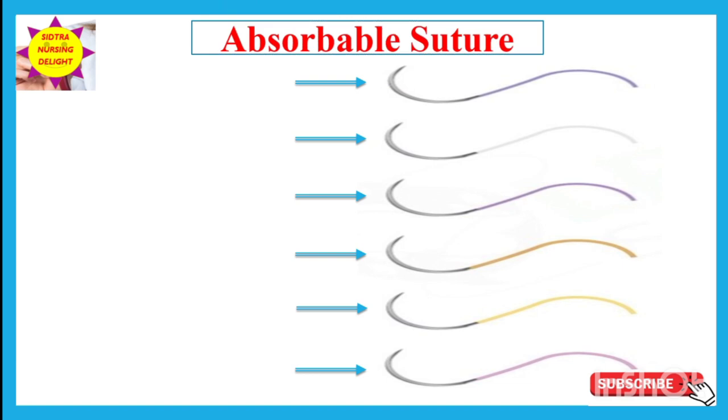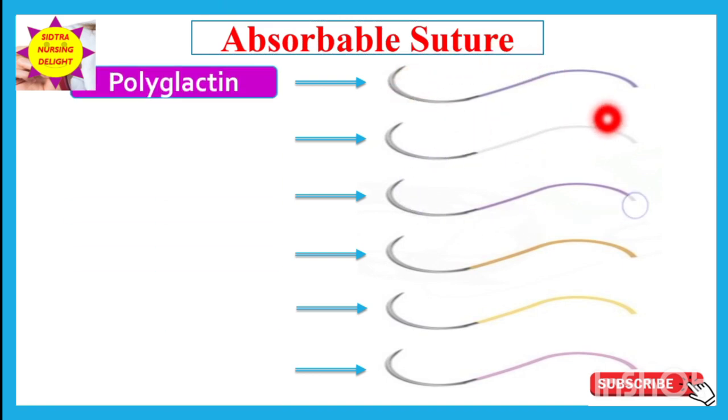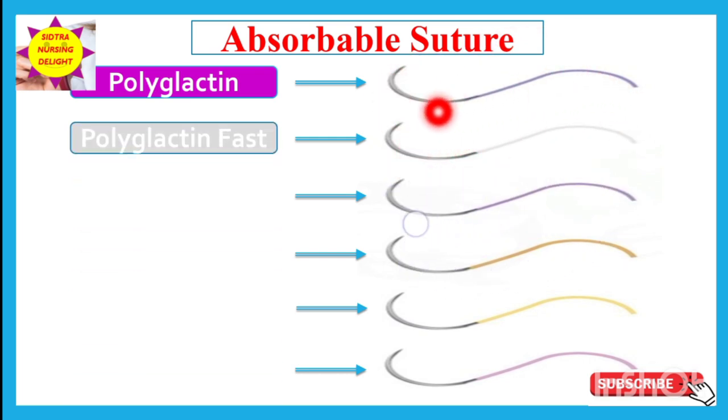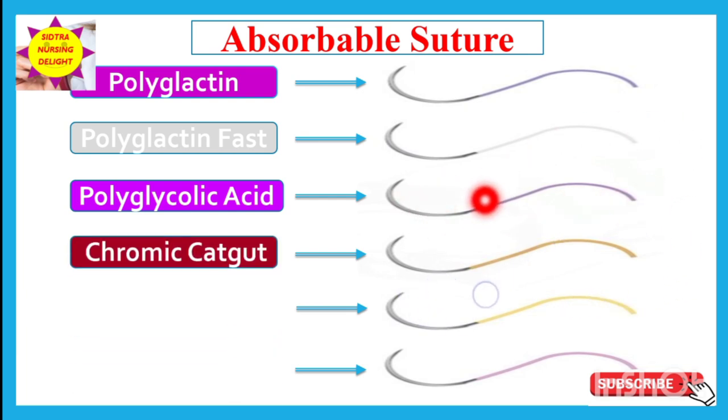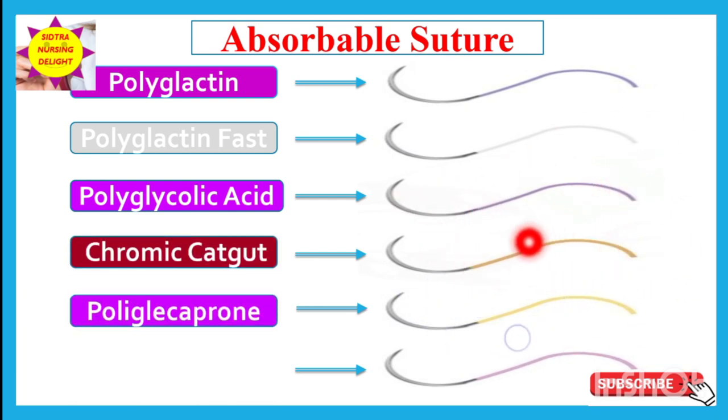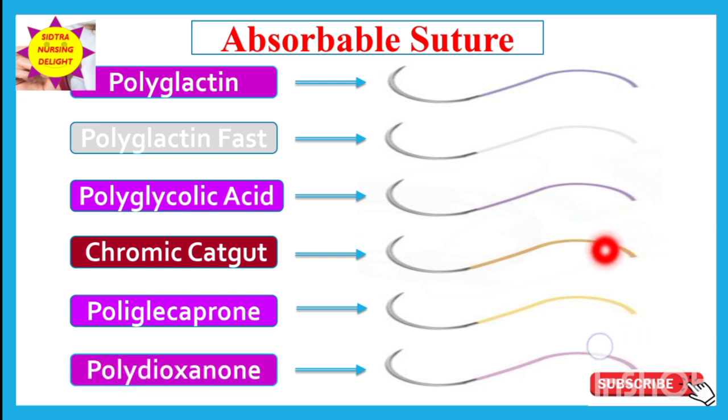Let's discuss some absorbable sutures. Polyglactin suture, as you can see in the image. Polyglactin fast suture. Polyglycolic acid suture. Chromic catgut suture. Polyglecaprone suture. Polydioxanone suture. We will discuss all those sutures and their uses in the next slides. So please watch the video completely to get all the information.